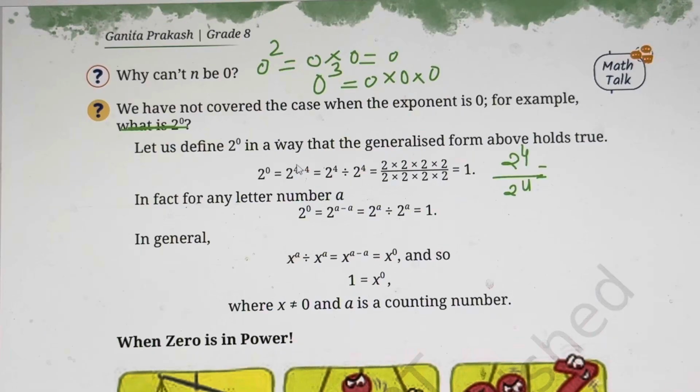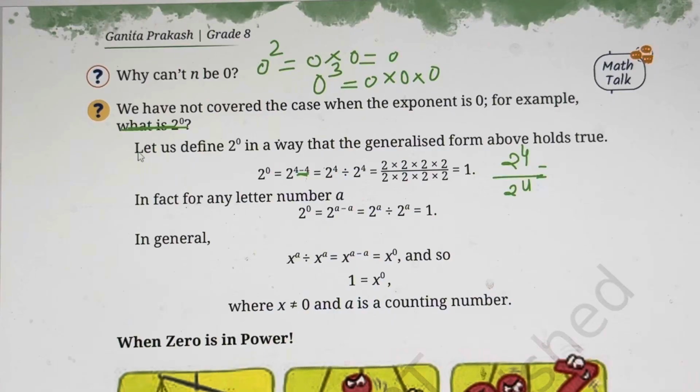You remember 4 minus 4 is 0. Instead of 0, they have written 4 minus 4. If the powers are subtracted, it means they are divided. So 2 raised to 4 divided by 2 raised to 4. We are just writing the opposite of the generalized formula, which we just understood. So 2, 4 times, 2, 4 times. If we cancel it, we get 1, not 0.